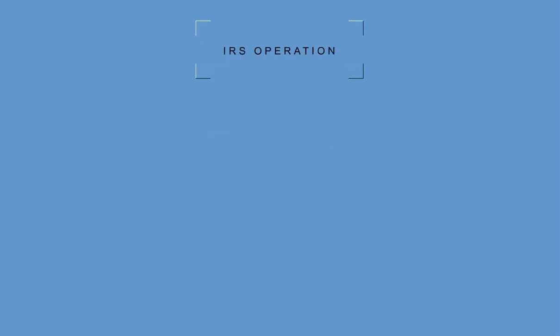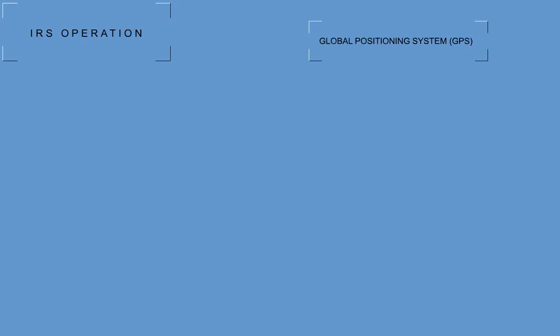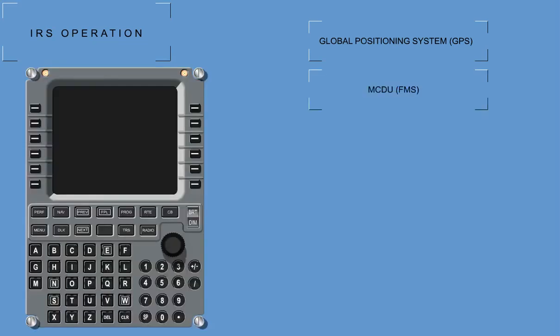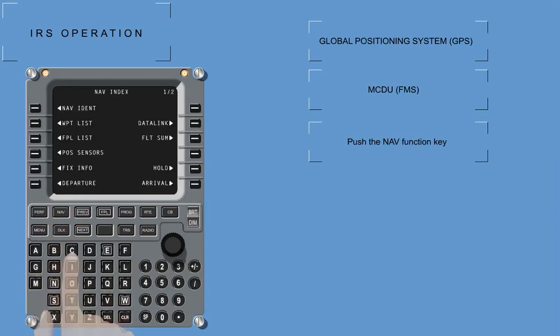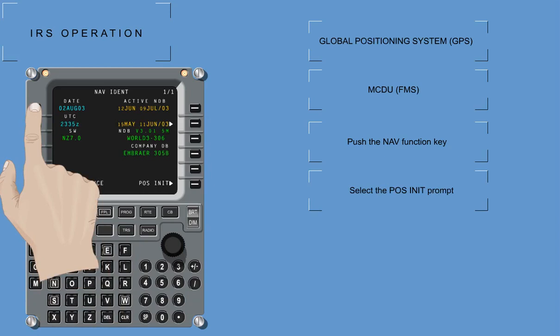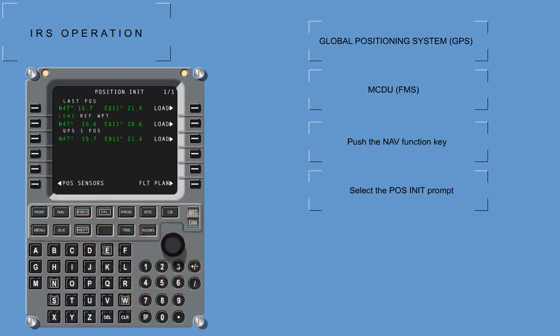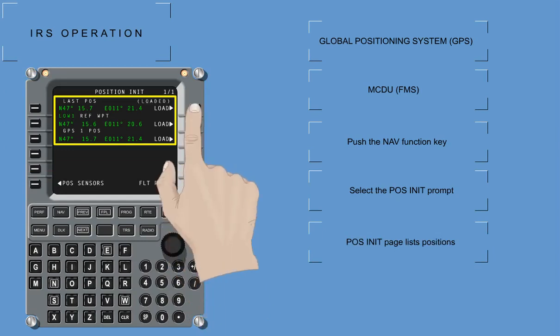IRS operation. Initialization. The position initialization is automatically transmitted by the Global Positioning System, GPS. The position initialization may be manually entered via the MCDU, FMS. Push the nav function key to display the navigation index page on the MCDU. Select the position initialization prompt from either the identification or position sensors page. Position initialization page lists positions that can be line selected for initialization of the FMS using the load prompt.